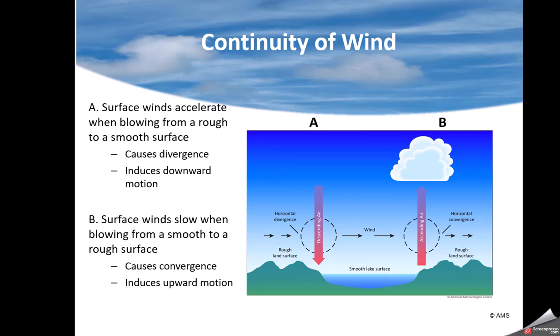Surfaces of the Earth. Take if you're going out over a lake. If you have wind blowing from the lake to the land, what's going to happen? The wind's going to hit the land, it's going to get rough, it's going to have friction, it's going to slow. What happens? The air parcels are going to be converging and they're going to be pushed upwards. Fluid, so it can't go into the ground, so they're going to push it upwards. That's a sea breeze or a lake breeze. That's what causes the clouds to form. If you didn't have that convergence, you wouldn't have the clouds.